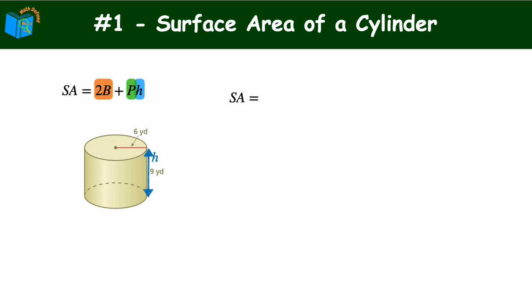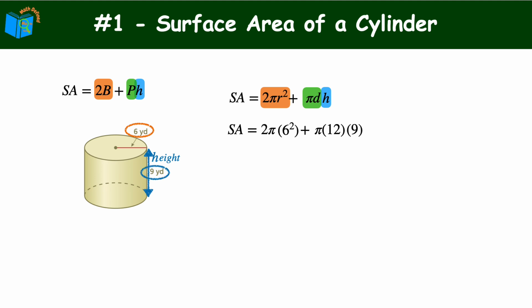Breaking this down a little further, we'll find the area of the two circular bases by multiplying 2 times pi times the radius squared, plus the perimeter, or the circumference of one circular base, pi times diameter times the height of the cylinder. Now we just plug in the given information from the diagram into the formula. Starting with the area of the bases, 2 pi times 6 squared, plus pi times the diameter, which is 12 because the diameter is twice the radius, times 9, the height of the cylinder.